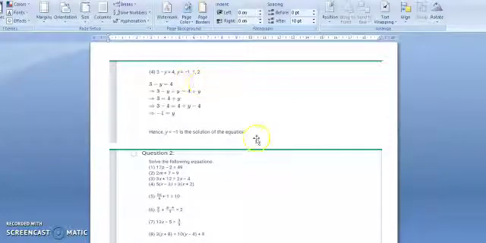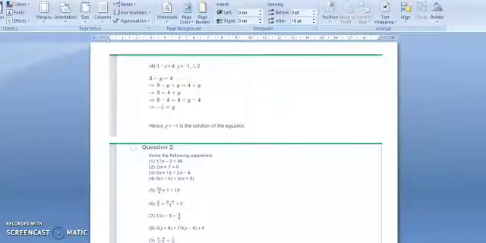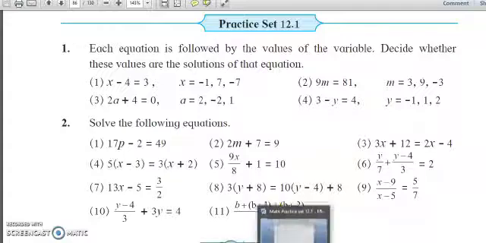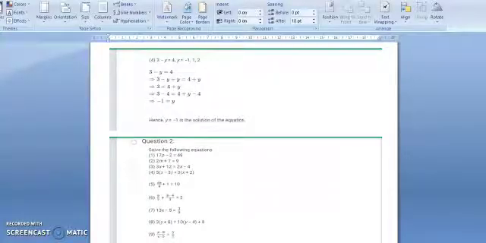Now question number 2. What is given in question number 2? Solve the following equations. Here the equations are given and you have to solve. You have to solve means you have to find the value of p. You have to find the solution of the equation. This is the meaning of solve the equation.